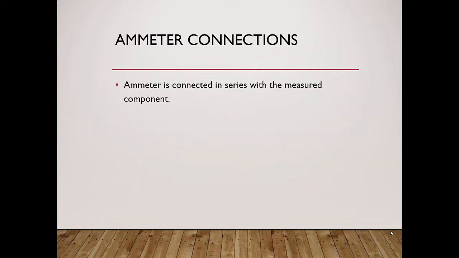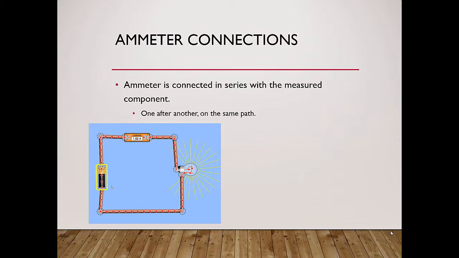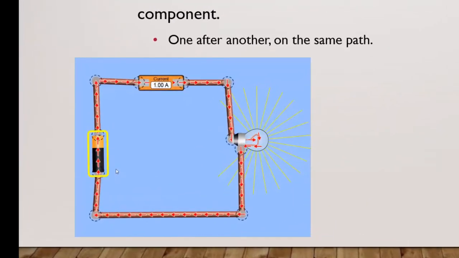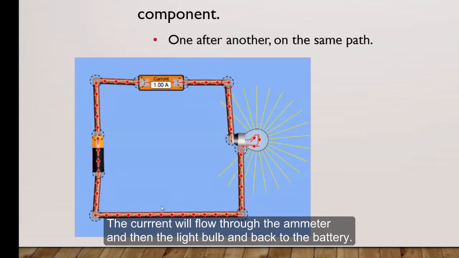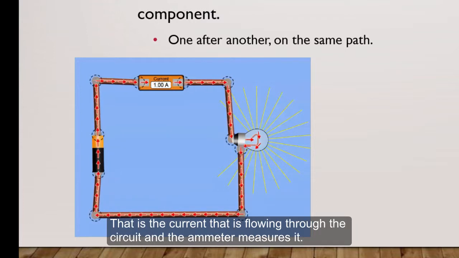So how do we connect ammeters? Generally, an ammeter is connected in series with the measured component. In other words, one after another, or right on the same path. So imagine that you have a light bulb over here and the current flows from the battery to the light bulb. If you want to find out what's the current, you just connect the ammeter in series, one after the other. So just look at this. Okay, the current will flow through the ammeter, will flow through the light bulb and go back to the battery. So that is the current that's flowing through, and the ammeter actually measures that.